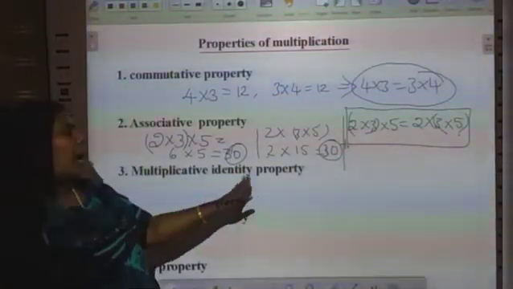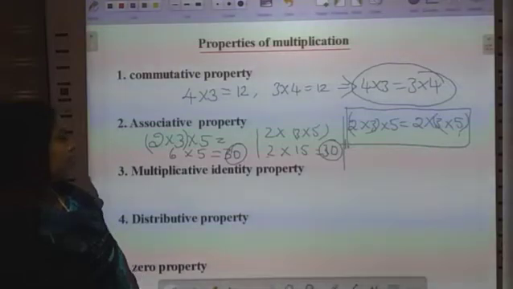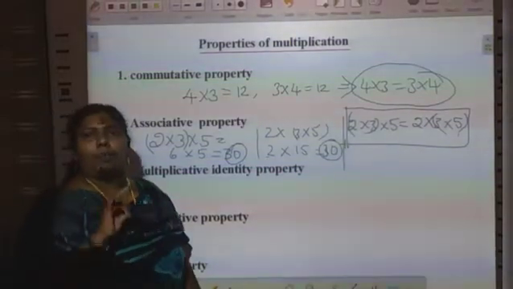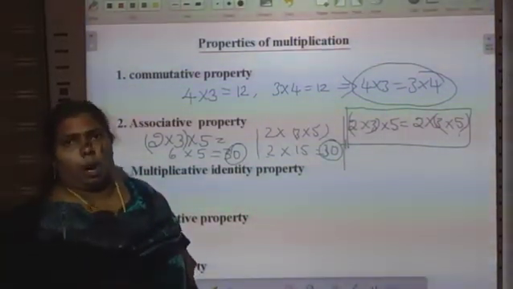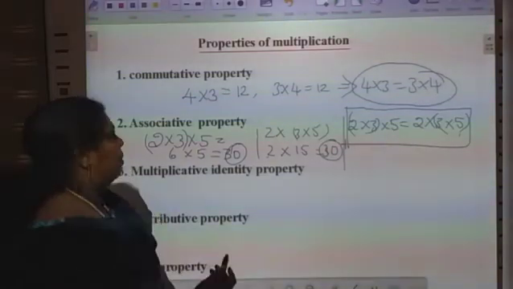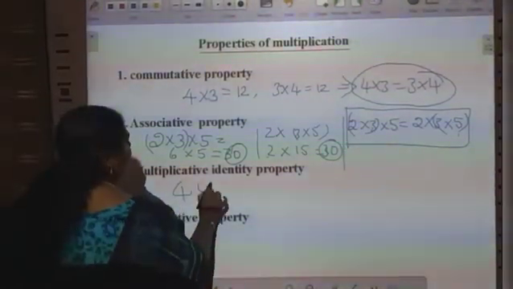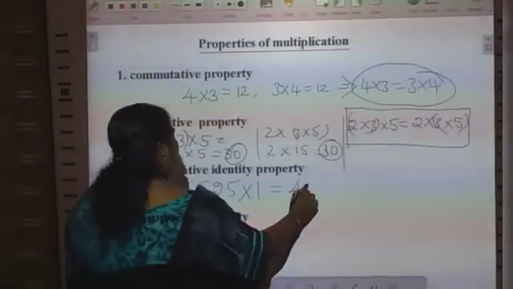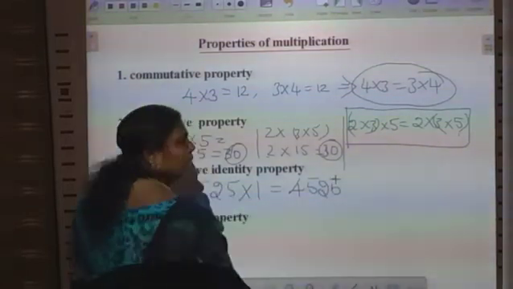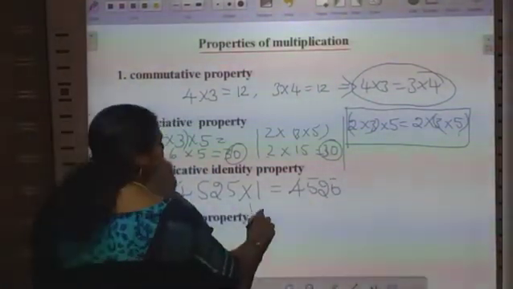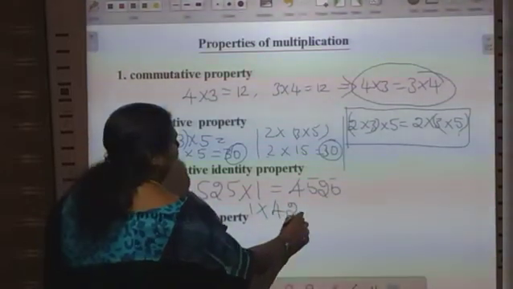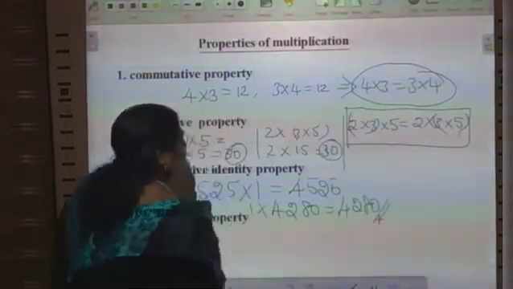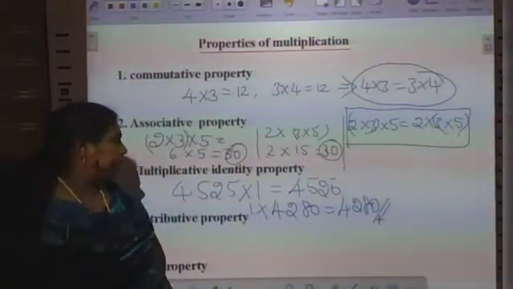Next one, the multiplicative identity property. It means if you multiply any number by 1, the identity value, what is the answer? You get the same number only. For example, 4,525 into 1. What is the answer? 4,525. Then 1 into 4,280 equals 4,280. So this is the multiplicative identity property.